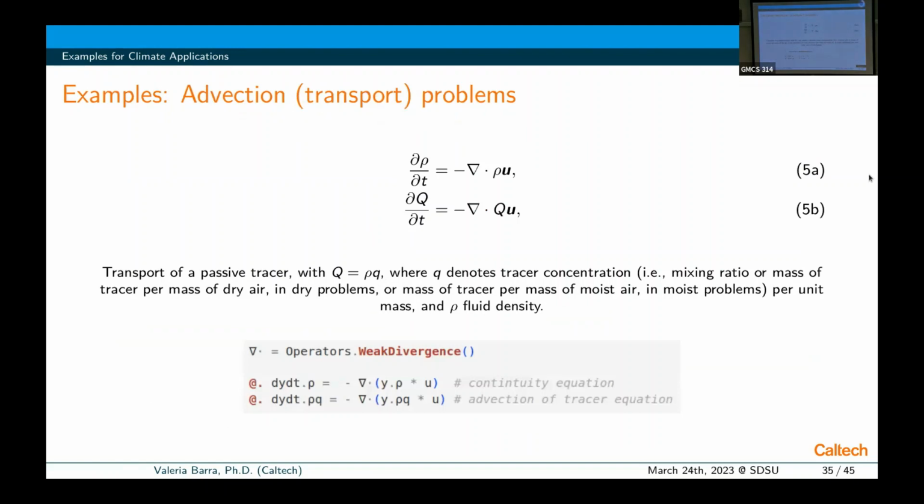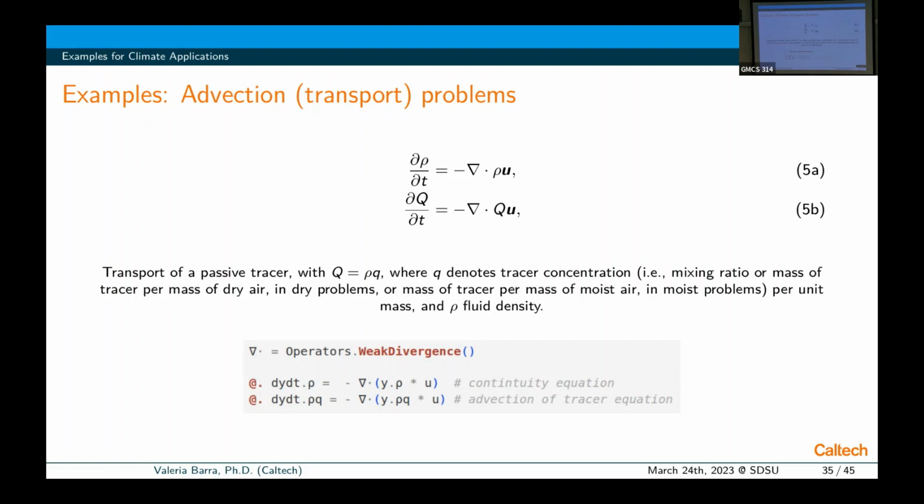Another aspect that I worked on is transport problems, especially lately. For instance, if we look at this transport problem where we have this quantity, capital Q, which is advected by the velocity u, and capital Q is defined as rho times little q, where little q denotes the tracer concentration. This could be like the mixing ratio, or it could be mass of tracers per mass of dry air in dry problems, or mass of tracers per mass of moist air in moist problems.